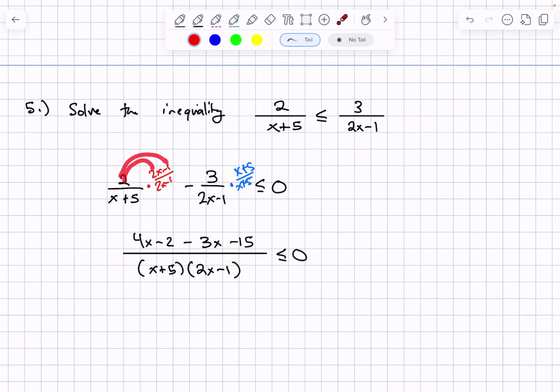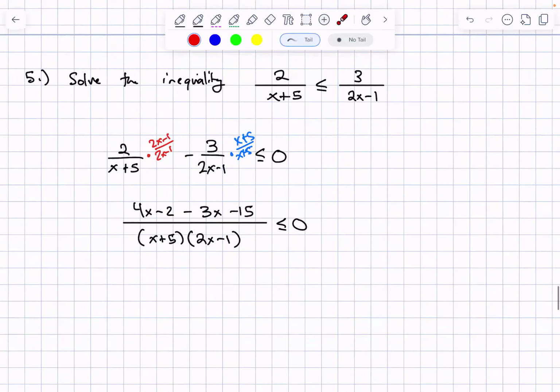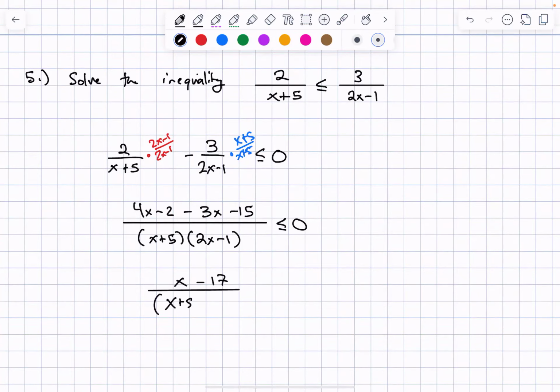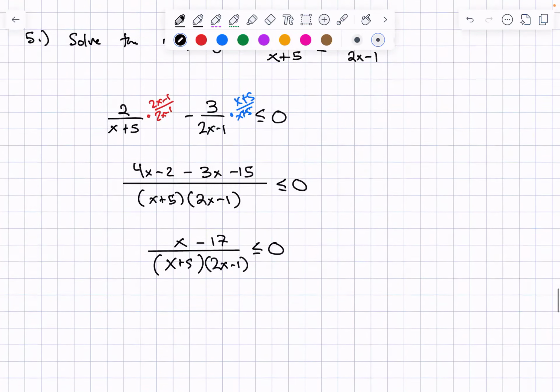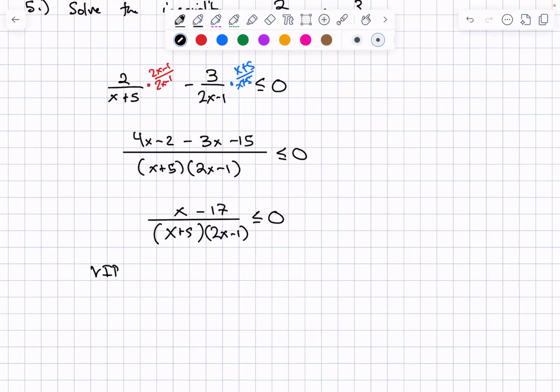2 distributed into here gives me the 4x minus 2, and then -3 distributed into the x and the 5 gives me a minus 3x and a minus 15. Simplifying it, I get x minus 17 over x plus 5 times 2x minus 1 is less than or equal to 0. So my VIPs are going to be x equals 17, -5, and 1/2.